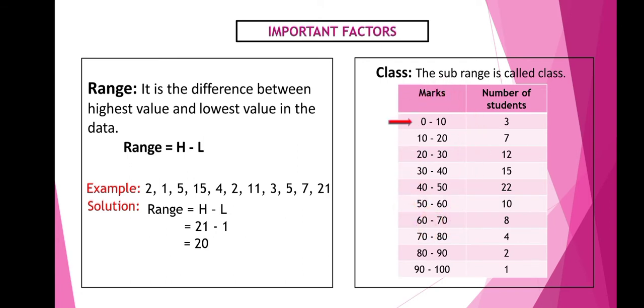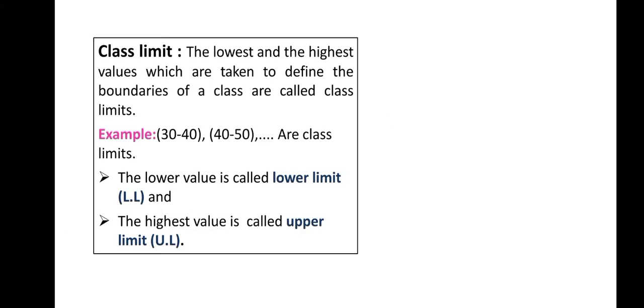Here you can see 0 to 10 is a class and 10 to 20 is another class. 20 to 30 is another class. Similarly, 30 to 40 is another class. So all these are called class or sub-range. Next we will see what is class limit. The lowest and the highest values which are taken to define the boundaries of a class are called class limits. For example, 30 to 40, 40 to 50 and so on are class limits.